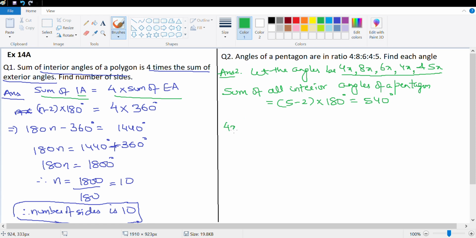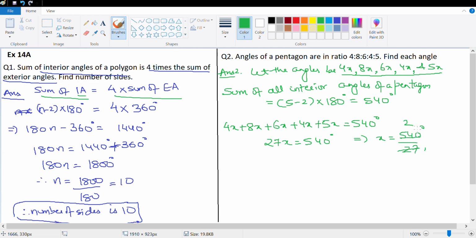That's the equation. 4x plus 8x plus 6x plus 4x plus 5x is equal to 540 degrees. That's 12, 18, 22, 27. So 27x is equal to 540 degrees, which means x is equal to 540 degrees upon 27. That's 20 degrees.